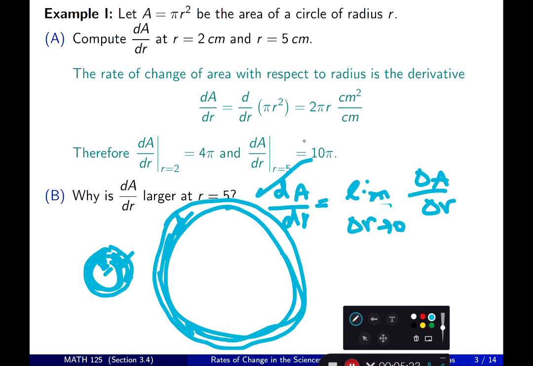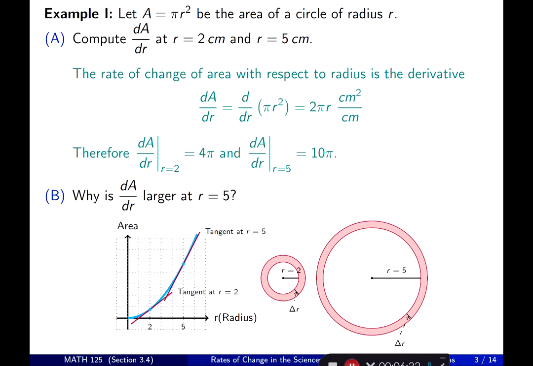And that's explained. So that would be 10 pi, and this one would be 4 pi. At radius 2, a little change delta r is going to make a small area change. At radius 5, the same little change delta r will create a bigger area change. If you increase the radius by delta r at radius 5, much more area is added. If you increase the radius by delta r at r equals 2, you have added a smaller amount of area.